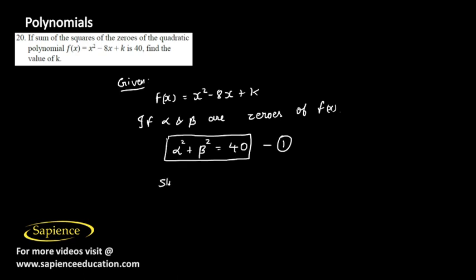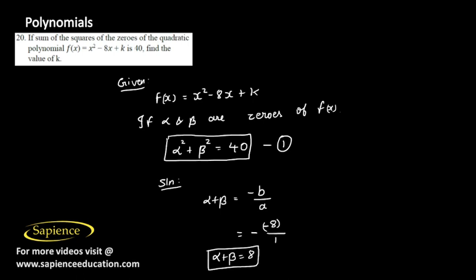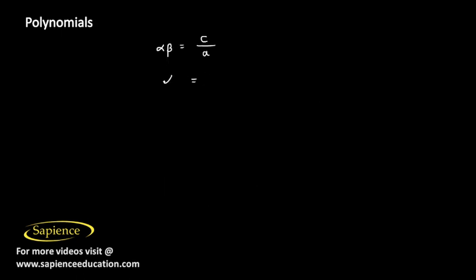So now we know from the relation between zeros and coefficients that alpha plus beta will be equal to minus coefficient of x by coefficient of x square, and in this case minus coefficient of x is minus 8, coefficient of x square is 1. The sum of the zeros will be 8, and the product of the zeros alpha beta should be equal to constant term divided by coefficient of x square. In this case the constant is k and coefficient of x square is 1, so alpha beta is k.